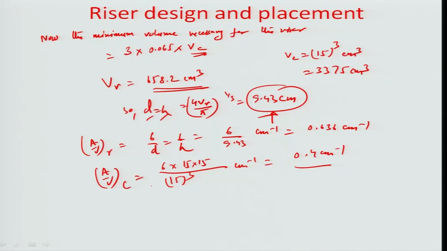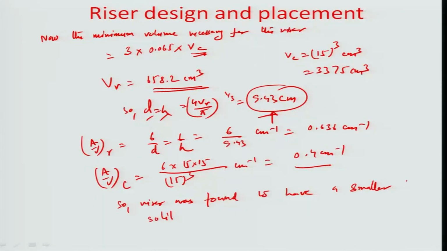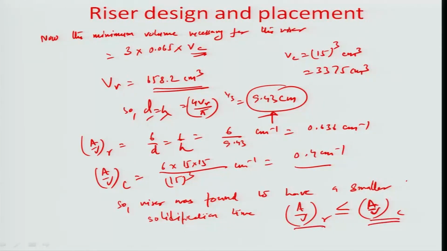So, the riser was found to have smaller solidification time and it would not simply meet the condition that area by volume for the riser is less than or equal to area by volume for the solidification time of the cast.